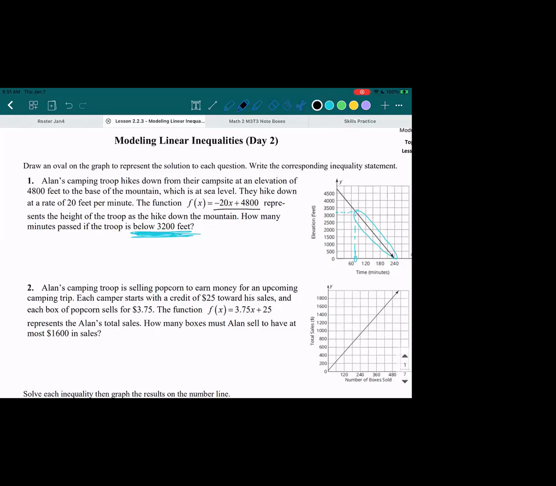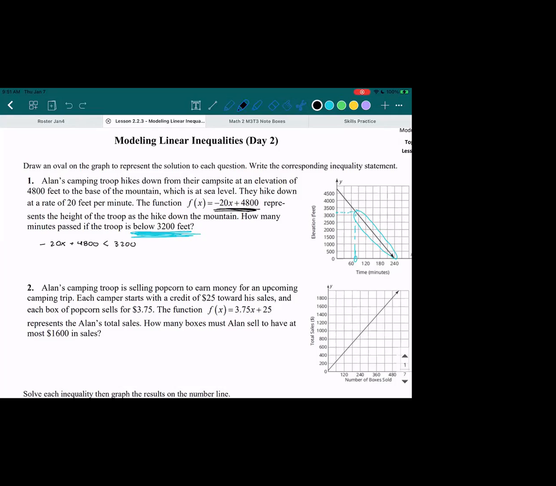So let's write out this part. We have negative 20x plus 4,800. And we want this to be below 3,200 feet. So I'm going to write is less than 3,200, because if you want it below, then you want less. You want it to be smaller numbers because you want to be below 3,200 feet. So therefore, I use the less than symbol. So we wrote it right here: negative 20x plus 4,800 is less than 3,200.